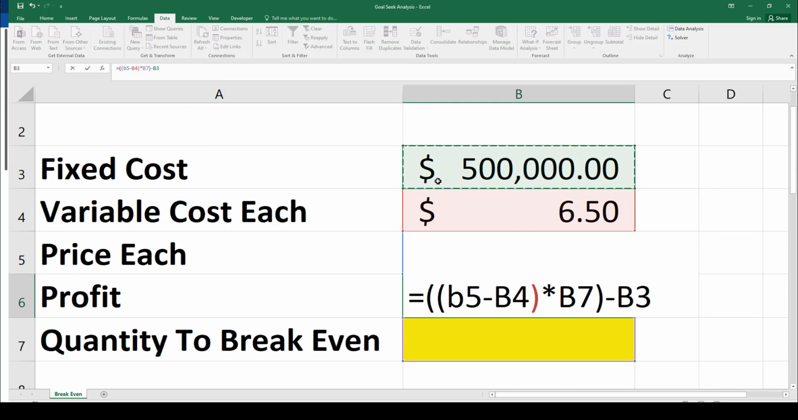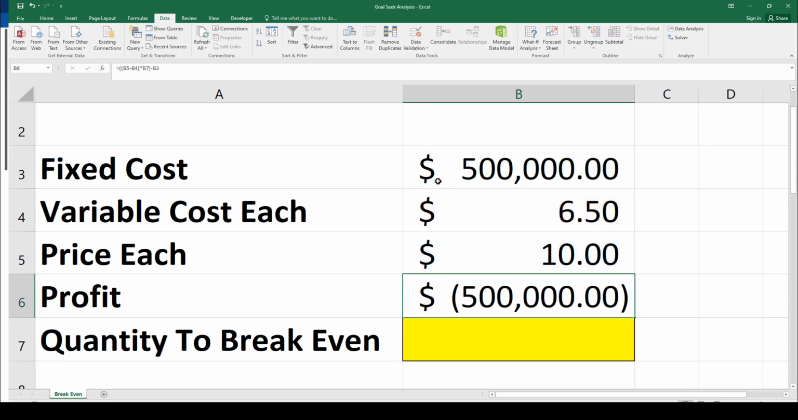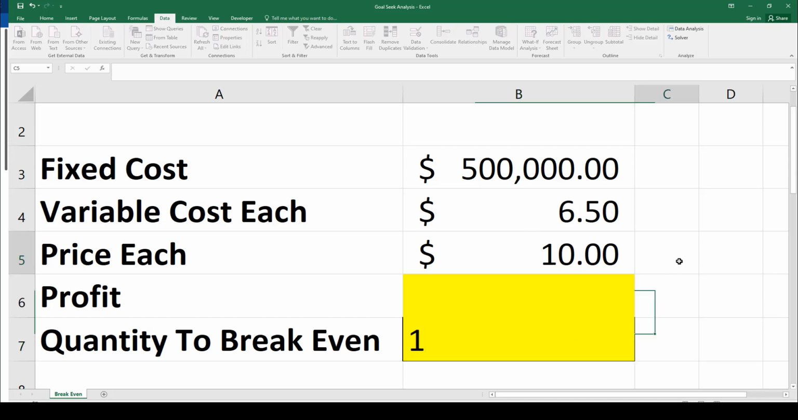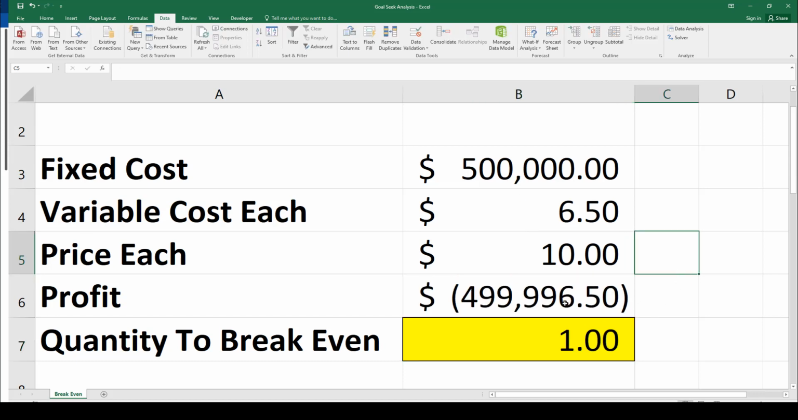If I hit enter here, I'm going to get negative 500,000. Why? Because I haven't produced anything here yet, so it's 0. So this minus this times 0, okay, is 0 minus the 500. If I put 1 in here, see how that $3.50 is there? I made 1 unit, I made $3.50 on profit. Now I'm only behind by this number. So now we have it all set up.